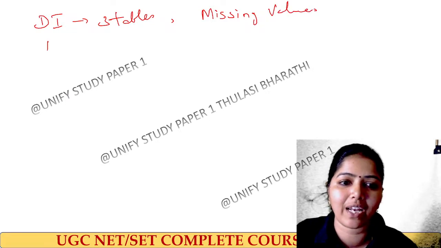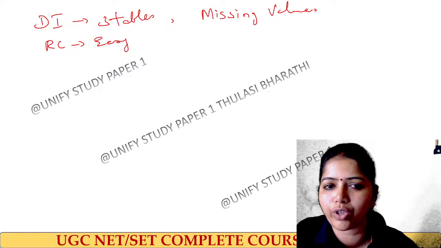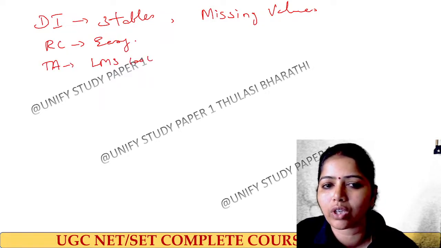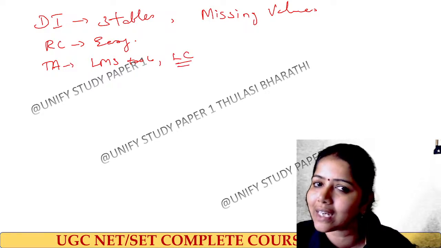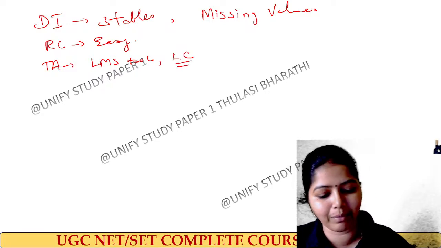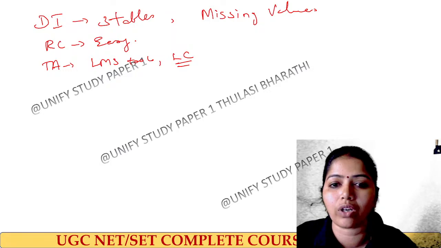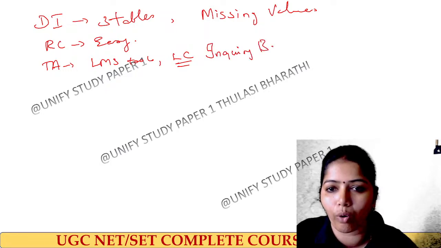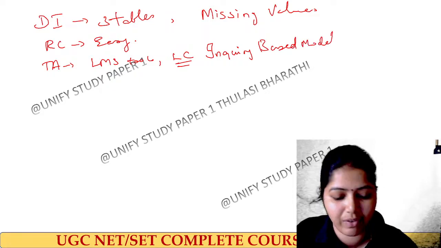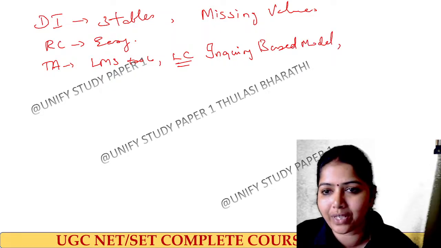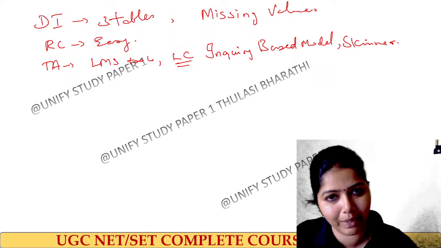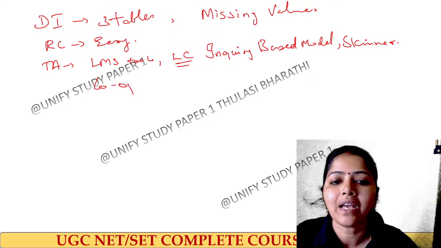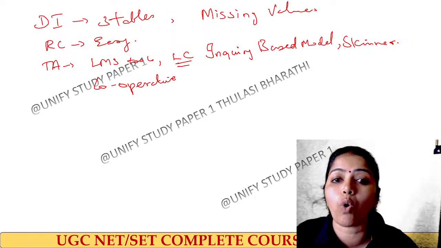Missing values they have taken, and RC is said to be easy on both the shifts, so no issues with that one. And in teaching aptitude, we got questions from LMS tools. We got learner centric questions, that is student related questions. We got questions from LMS, and from the inquiry based model of learning. We also got questions from Skinner's theory, that is reinforcement theory. I am telling both the shifts together, and in other shifts we got questions from cooperative learning.